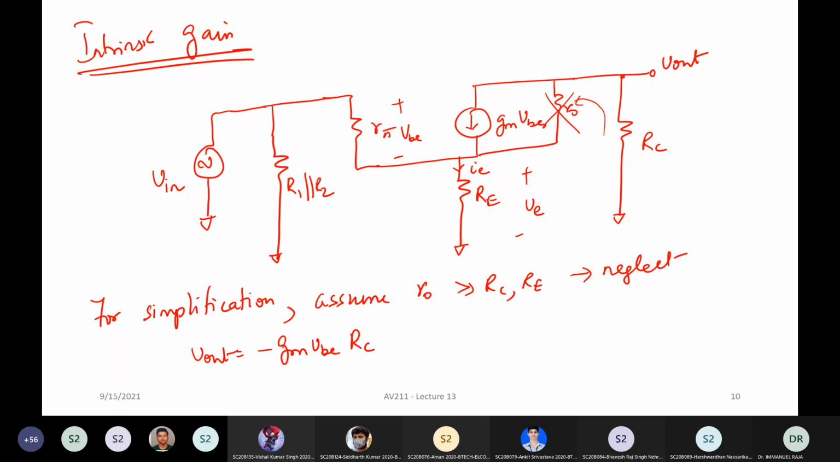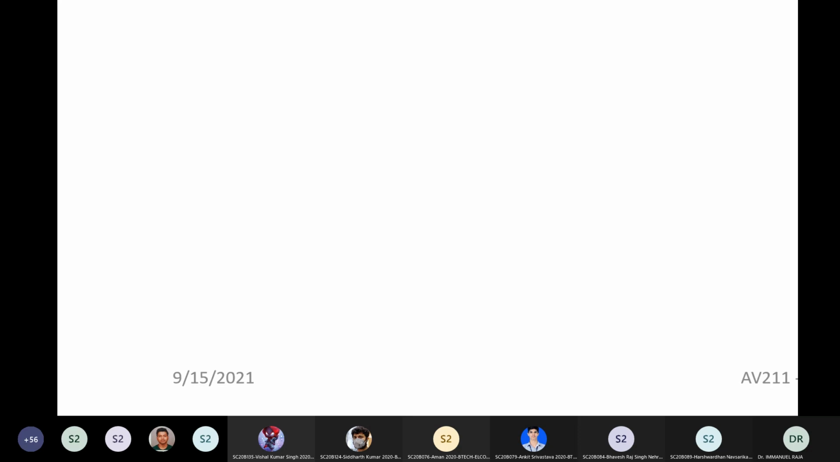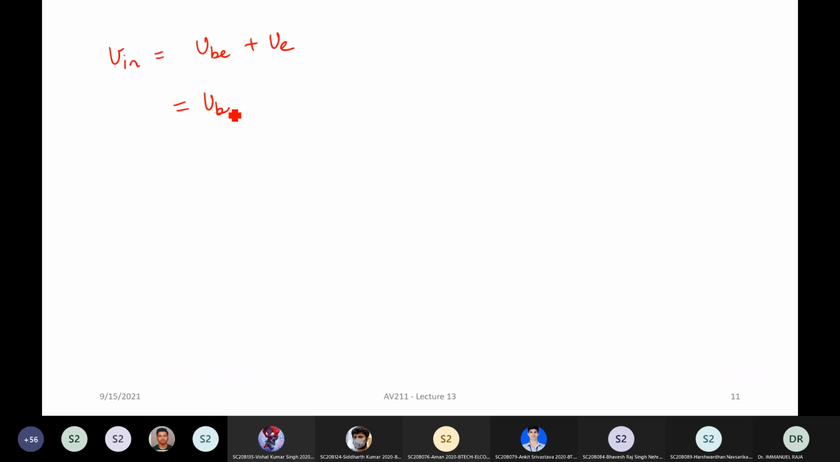VE is nothing but the total current which is flowing through RE multiplied by RE. What is the current flowing through RE? It has two branches. One is VBE divided by R pi, that is this current, and the other current is GM VBE. Right? So let us write this. So VE, you have VBE plus VBE by R pi plus GM VBE, these two terms multiplied by RE.